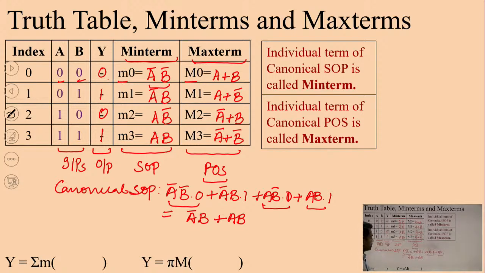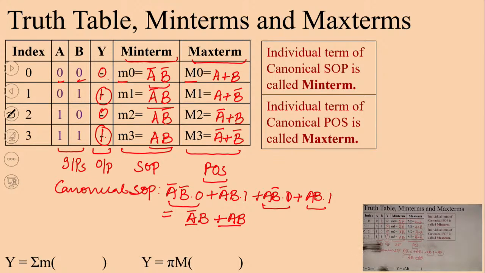Similarly, we can write the expression for the Maxterm. Or we can simply see that, wherever the output is 1 in the truth table, only those terms appear in the canonical expression. So there are two ones, in the second row and the fourth row, from which the expressions are mentioned here.